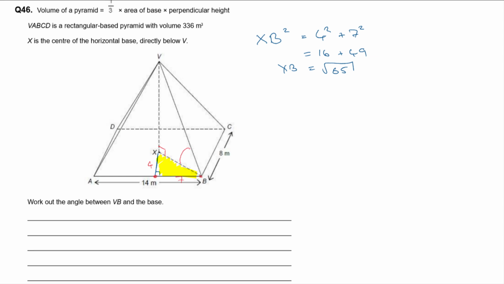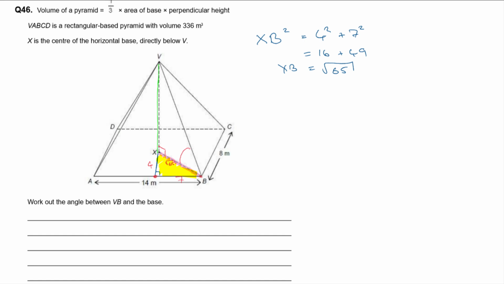Just add that into my diagram. That is root 65. Okay, so I know one thing in the triangle BXV now, but I need to know another thing. So let's find another thing, and then we can use trigonometry in that triangle to find the angle.